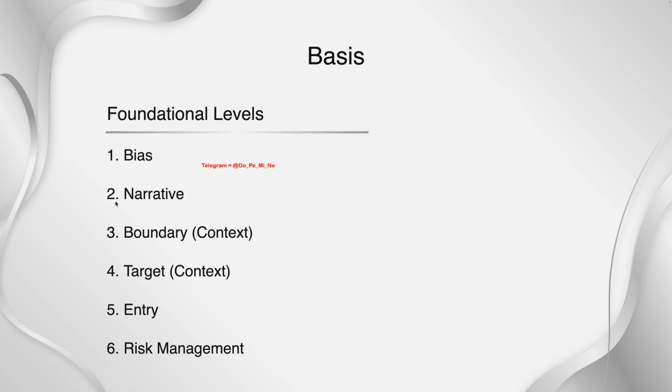Eventually that leads to number two, the narrative. Then we move on to number three, the boundary, which is part of context. We move on to number four, which is also part of context. So number 3 and 4 can as well be summed up as one, but I like to dissect them and separate them to make them more clear as well. Then we have number 5, the entry. Then we have number 6, the risk management.